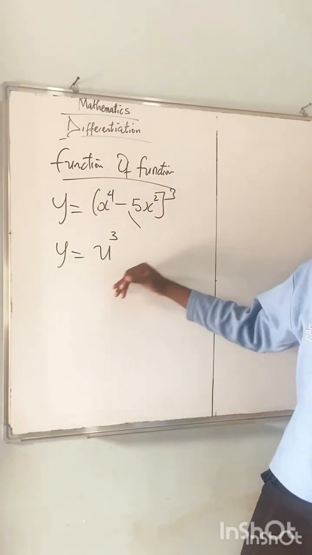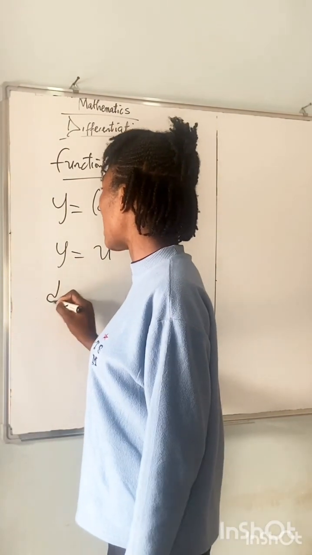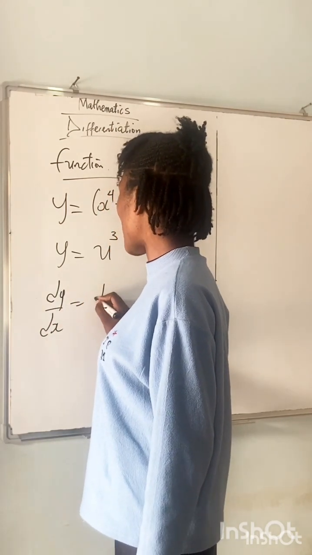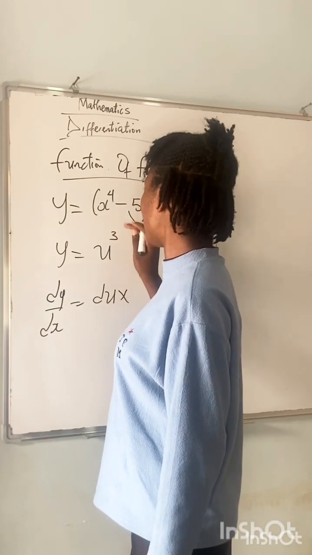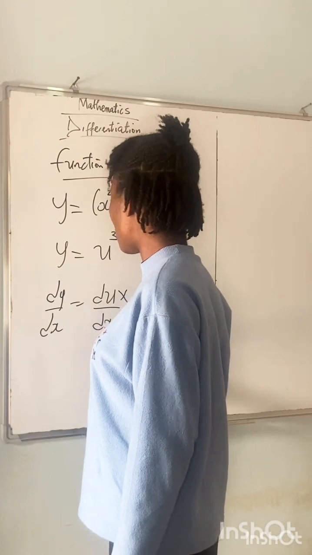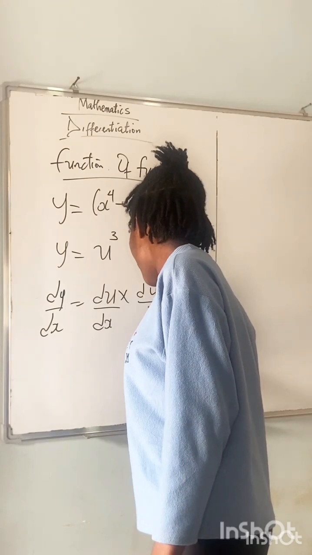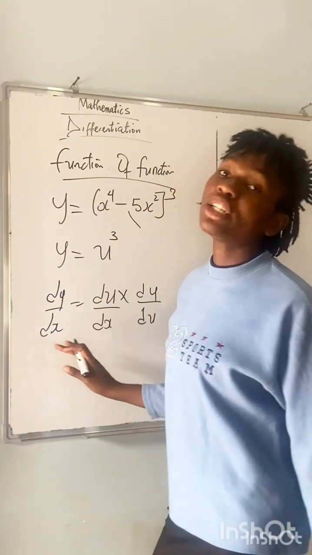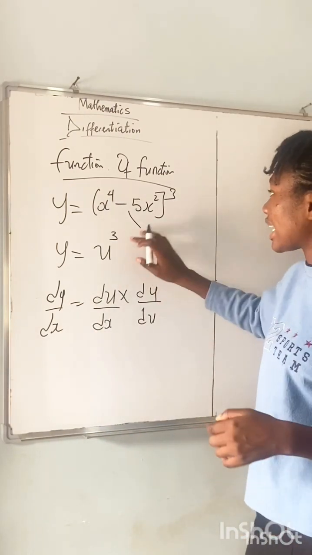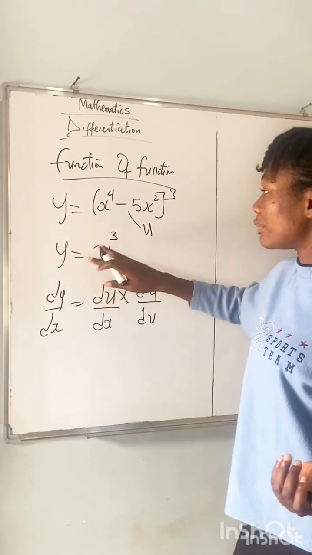Our rule that holds here for functions of function, or the chain rule, is simply that when differentiating our y, our dy dx, we have to differentiate our u and then multiply it by our differentiated x. So we can say du dx because we're differentiating our u with respect to x, and then differentiating our y with respect to u. So we multiply to get our former differentiation. This is our u, like I said, and our y can be this.